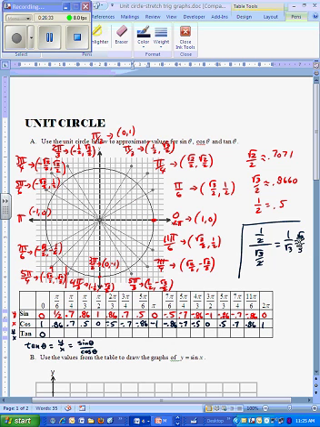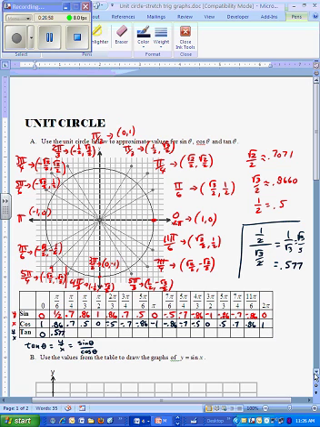I guess I don't care which way you do this, but then you can put it into your calculator. 1 divided by square root of 3, and you get 0.577. Now you can do the same thing down the line and fill in the values for the tangent.